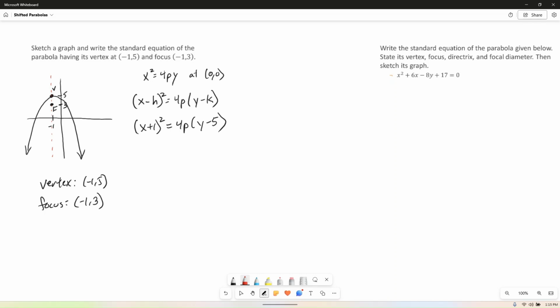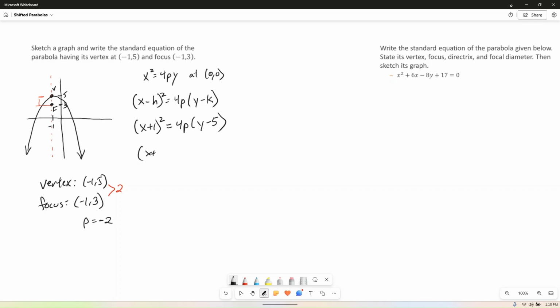Remember, p is the distance from the vertex to where the focus is at. So if the vertex is at 5 and the focus is at 3, the distance from 5 to 3 is a distance of 2. So that means p has to be 2. Now, technically, because the focus is below the vertex, the graph opens down, we're actually going to say it's negative. So p is equal to -2. Again, it's negative because the graph opens down. So let me take that -2, put it in my equation, and then we'll simplify.